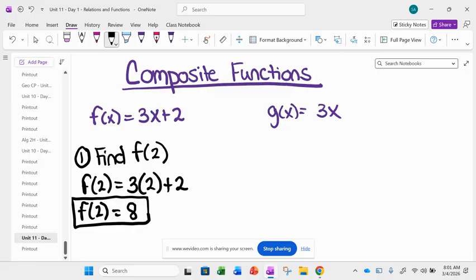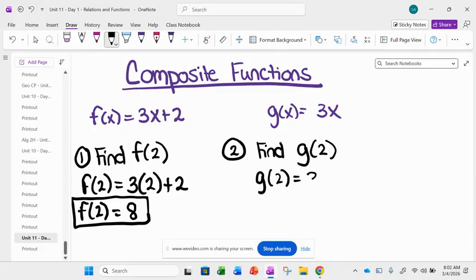All right, next one. Okay, so now what is this saying? I'm asking you to find g of 2. So it's saying go to which function, f of x or g of x? G of x. And I'm going to input a 2 for x. So wherever I see an x, I'm inputting a 2. So g of 2 is going to be 3 times 2. So g of 2 is 6.